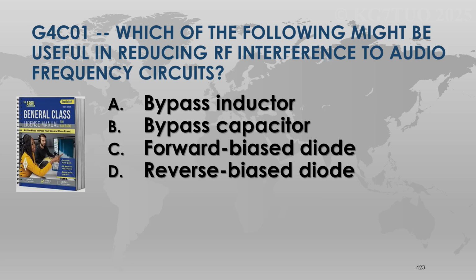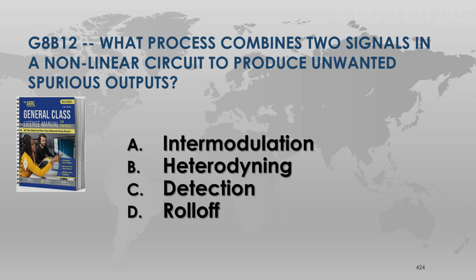Which of the following might be useful in reducing RF interference to audio frequency circuits? Wow, bypass capacitor. What process combines two signals in a nonlinear circuit to provide unwanted, spurious outputs? Bravo. Bravo and Alpha.